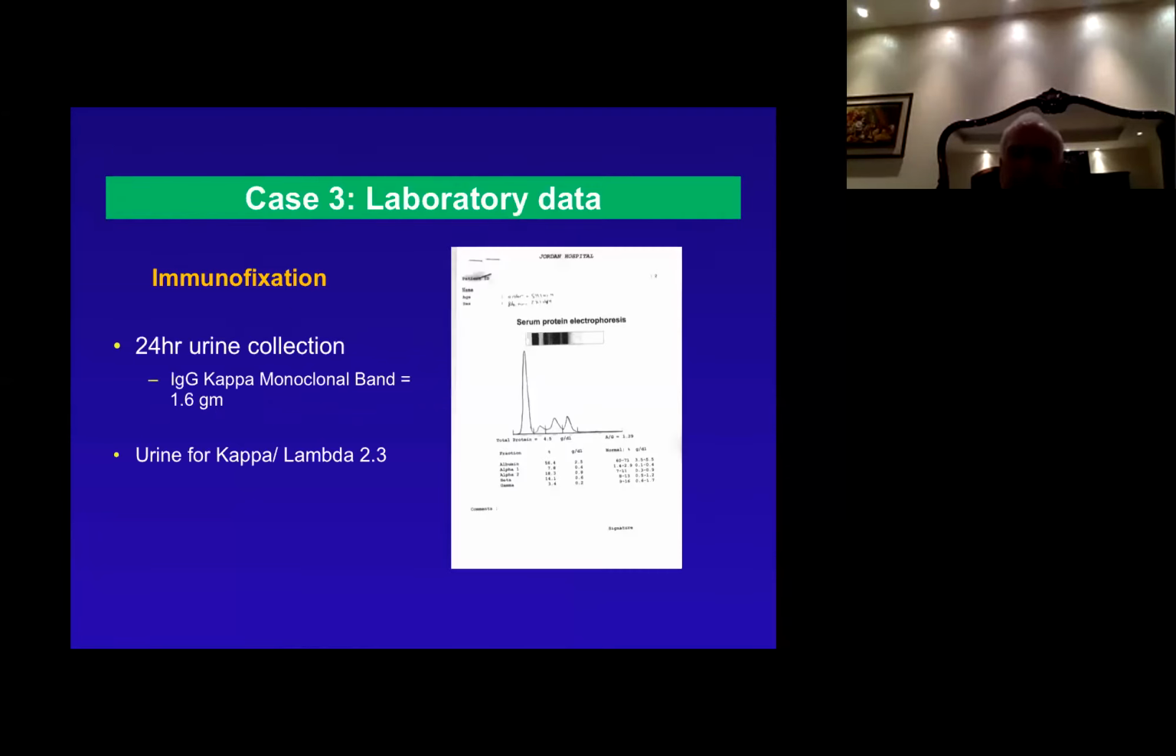That's what they requested. They have a 24-hour urine collection, IgG kappa monoclonal band 1.6 gram, and urine kappa to lambda ratio 2.3. So we are on the track that we are dealing with light chain deposit disease, light chain myeloma. It's called light chain myeloma.